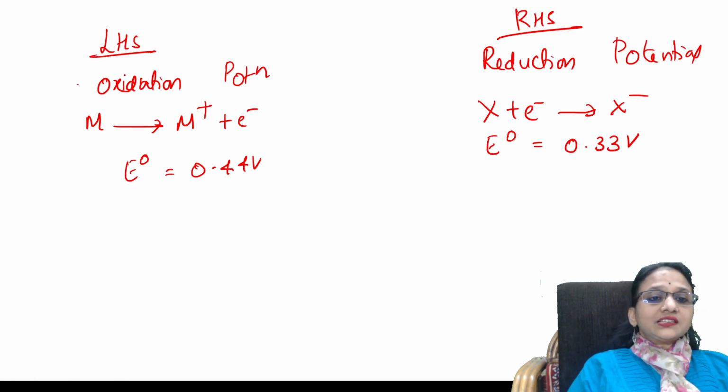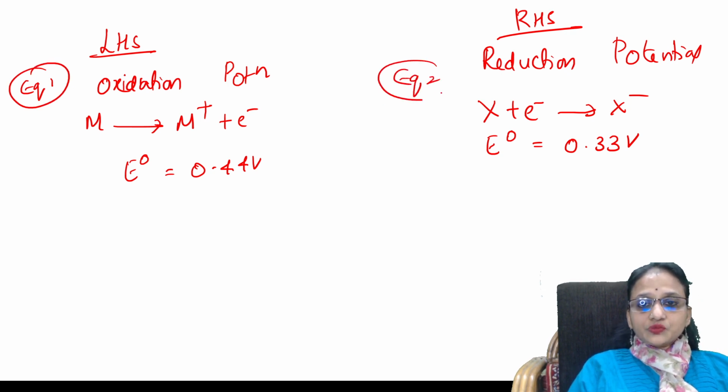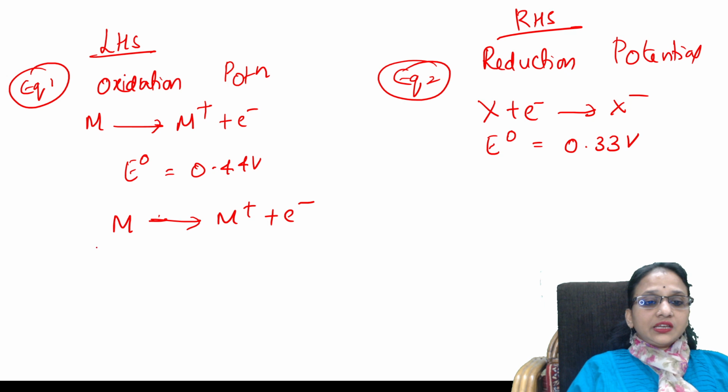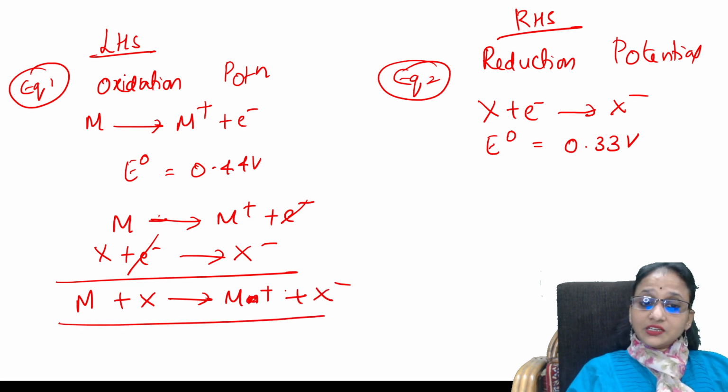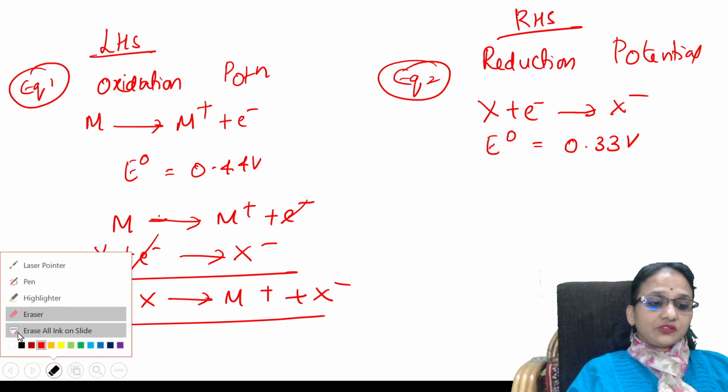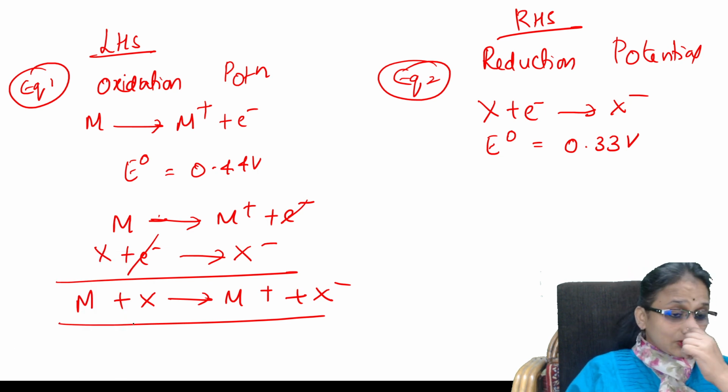Now, let us take this as equation 1. Let us take this as equation 2. Combine both: M gives M plus plus electron, X plus electron gives X minus. The electron gets cancelled. What is left? M plus X gives me M plus and X minus. Correct, my students? That's all. So let me take one eraser and erase this so that it is not confusing you. Easy enough, right? That is the concept now.